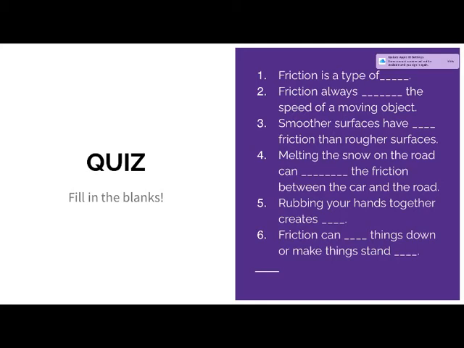Now it's quiz time, guys. Let's take your knowledge and test it. So pause the video and write down the answers to these fill in the blanks. You can play the video once you're ready and get all the answers on the screen. But don't cheat!